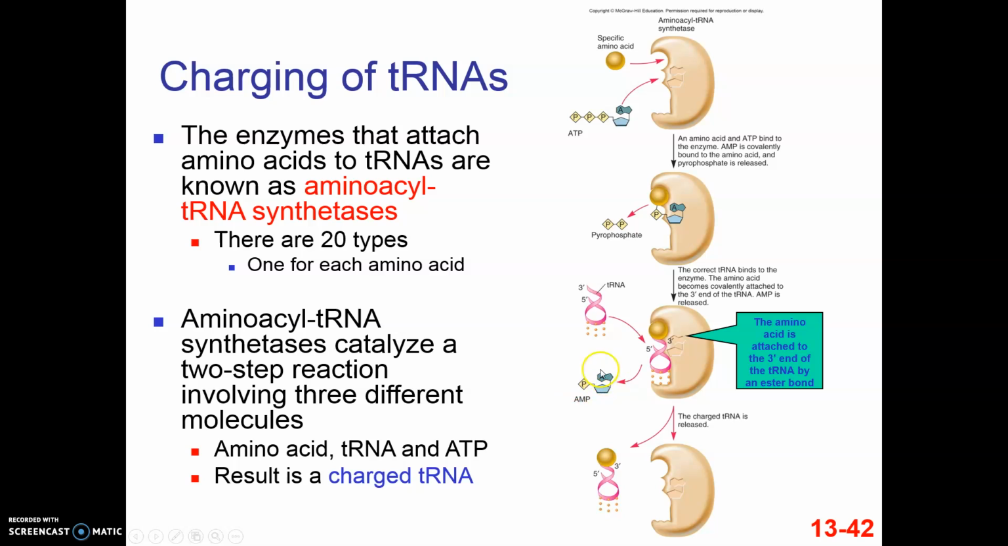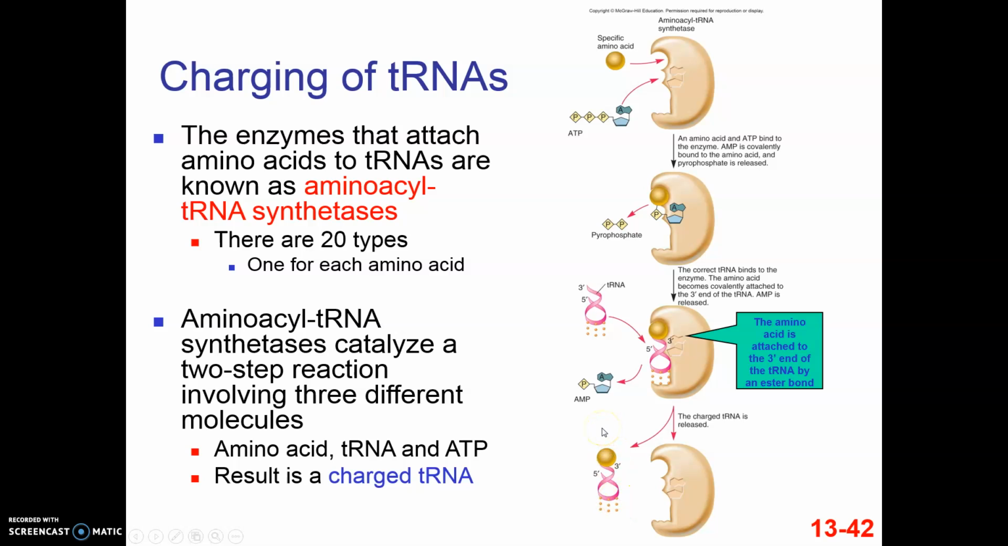So again, this hydrolyzing is what gives the energy for this coupling. After the fact, you now have a charged transfer RNA.